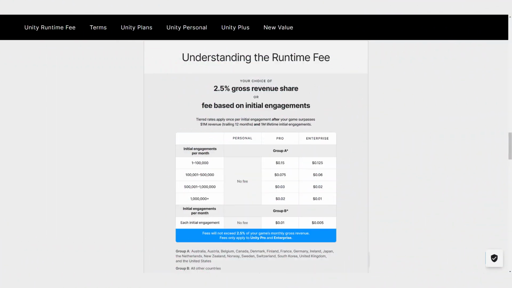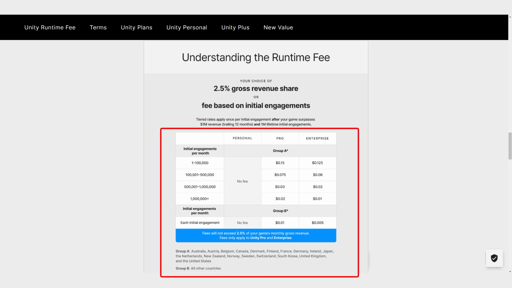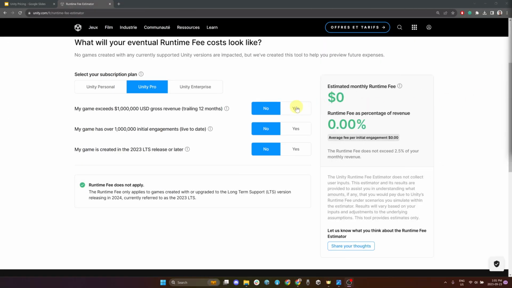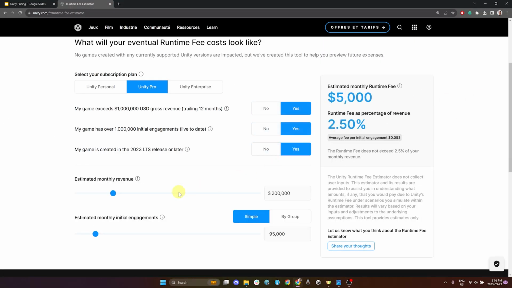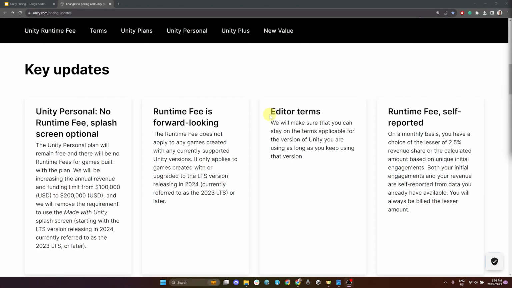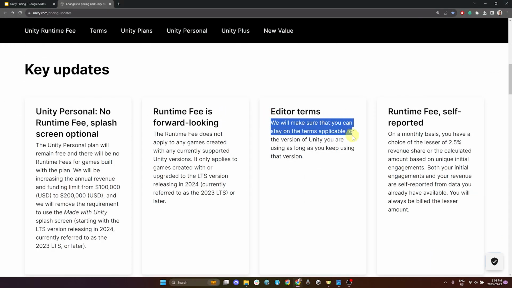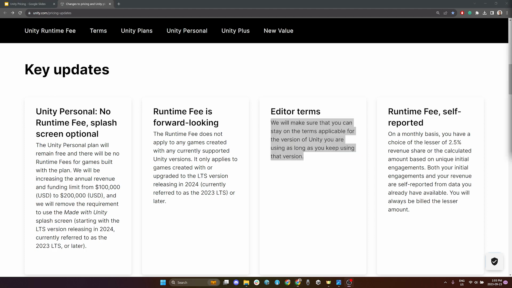On their FAQ, you can also find an updated version of the table that explains the rate of this initial engagement fee. They also now provide a fee calculator available online. This was missing in the first announcement, but it's here now. Feel free to try it out. Another point made in this new update is that you will be able to keep the terms of services you accepted for the version you are using.